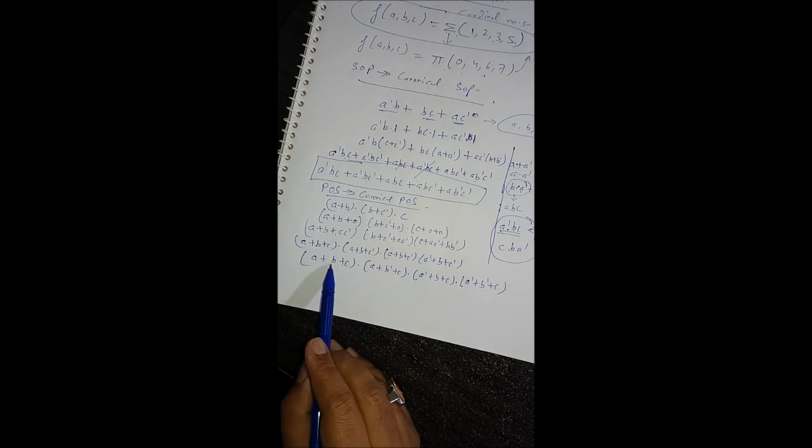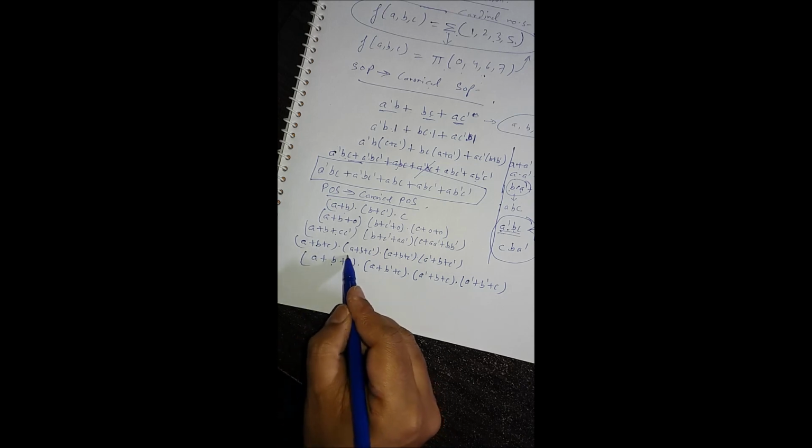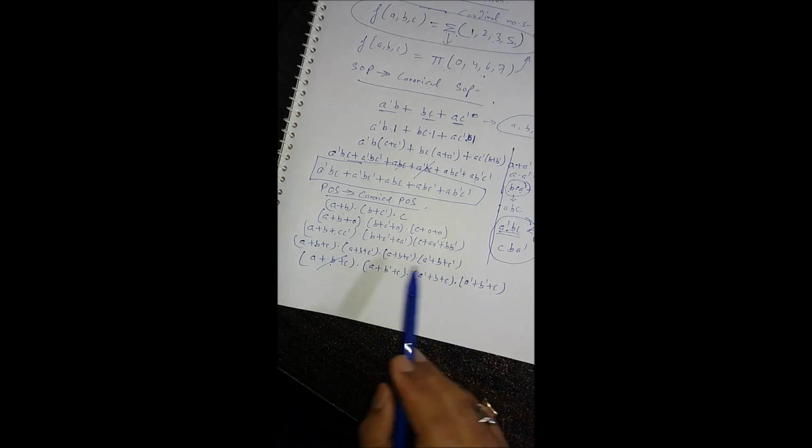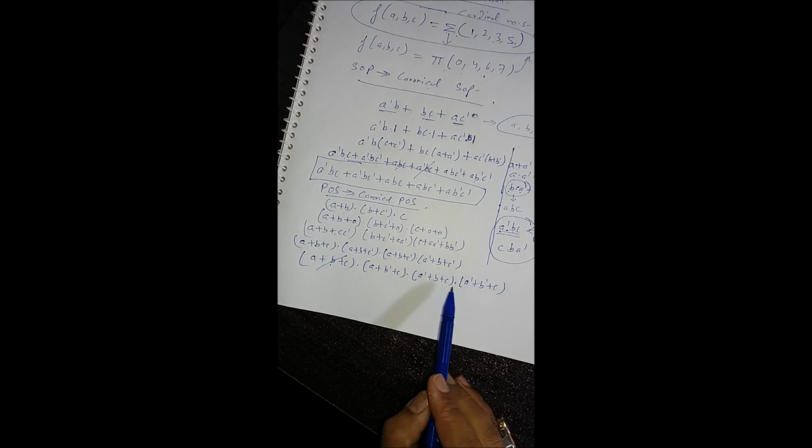Now you find out the duplicate terms. See, this is A plus B plus C, this is A plus B plus C. So you can remove one of the terms. Now this is A plus B plus C naught, A plus B plus C naught. So one of them can be removed. This is A naught plus B plus C naught. Now none of the other terms are being repeated.